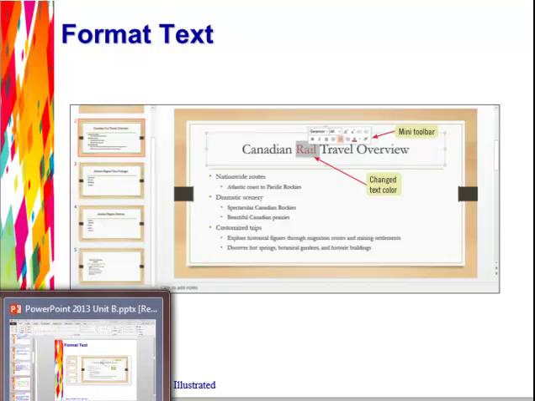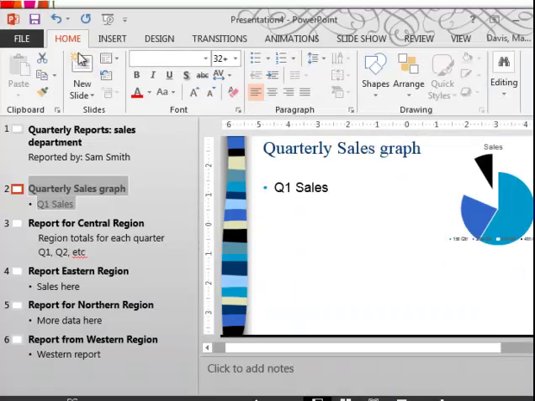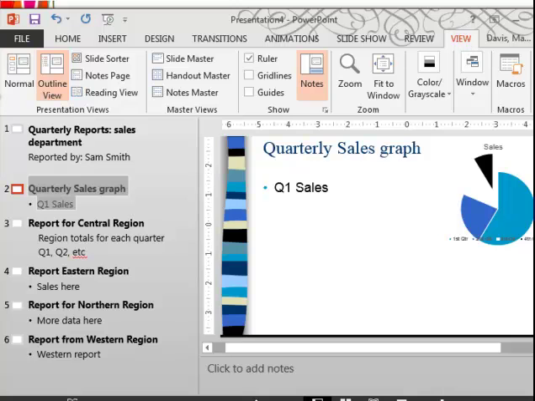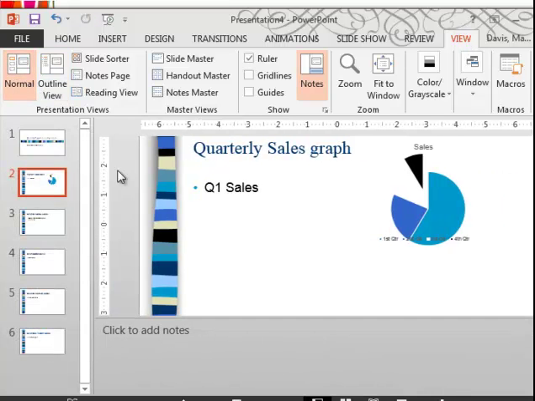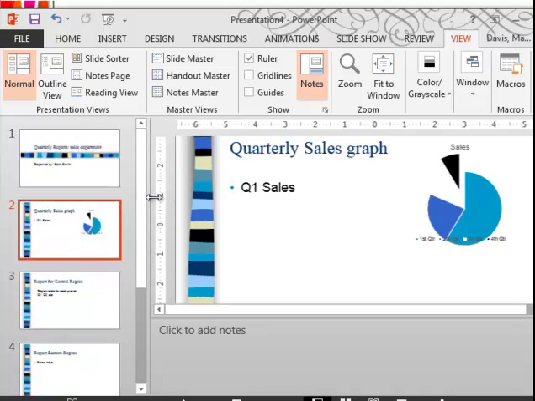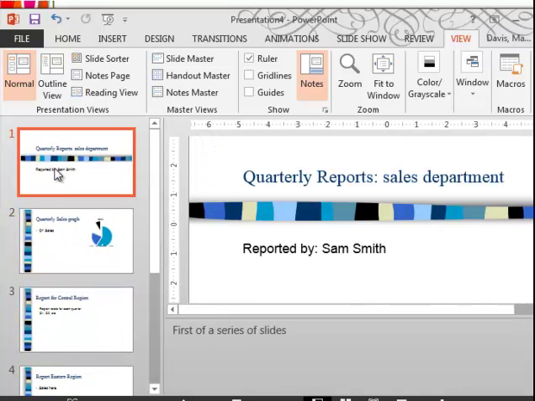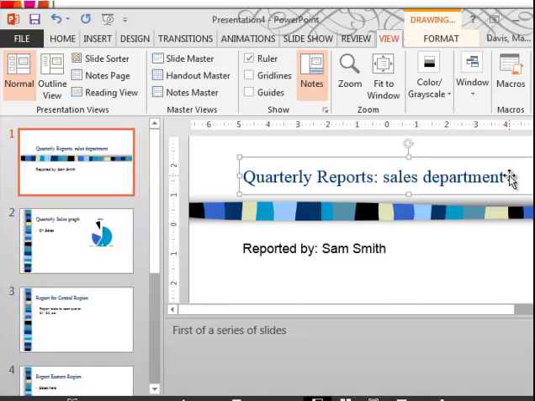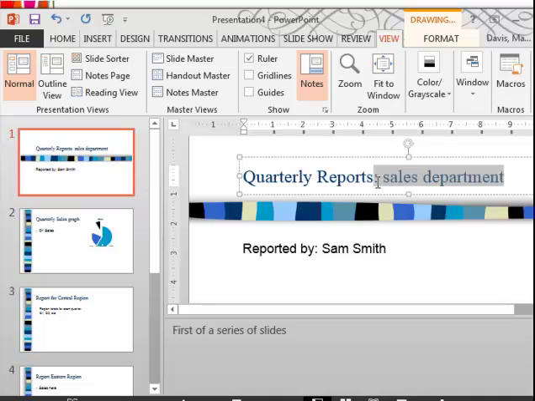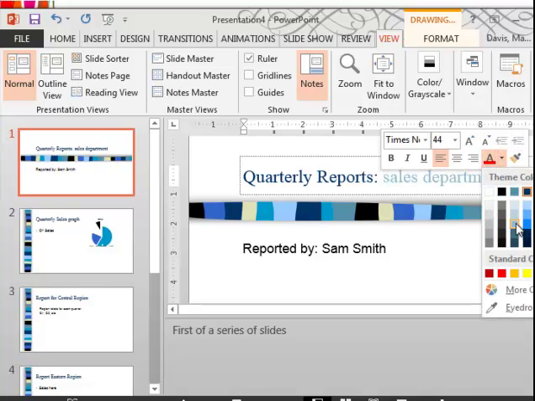So let's go back to our other presentation, and let's go back to view, and we're going to look at normal view, which will show the slides. And we're going to pop this over just a little bit so we can see over here on this left side. Okay, let's say we want to make this sales department a different font or a different color. You see how the mini toolbar comes up here? Let's pick a different color. Let's make it a light blue.